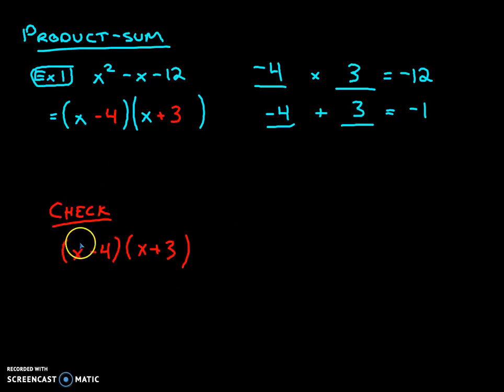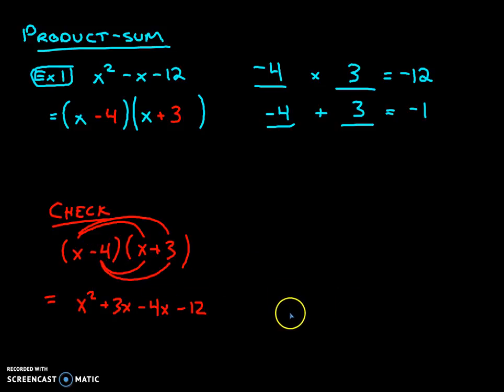Now, first thing I'm going to do is x times x, I see as x squared. Next, x times 3 is 3x. Negative 4 times x, negative 4x. And negative 4 times 3 is negative 12. Last step, I'm going to look for any like terms, and I see the 3x and the negative 4x. Combine them to give us a negative x. Final answer of x squared minus x minus 12, which we had initially. That tells us that our solution was correct.